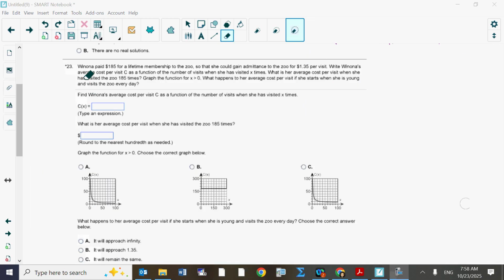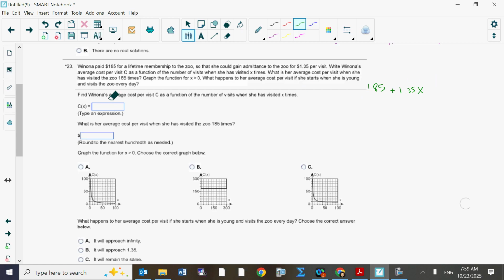Okay, next question. Nona paid $185 for a lifetime membership to the zoo so that she could gain admittance to the zoo for $1.35 per visit. So she already paid $185, and now each time that she goes to the zoo, she's going to pay $1.35. So each time, let's call that x, and she's paying $1.35 each time. Whenever she goes to the zoo, the total cost that she has been paying to visit the zoo will be this. This is the total cost.